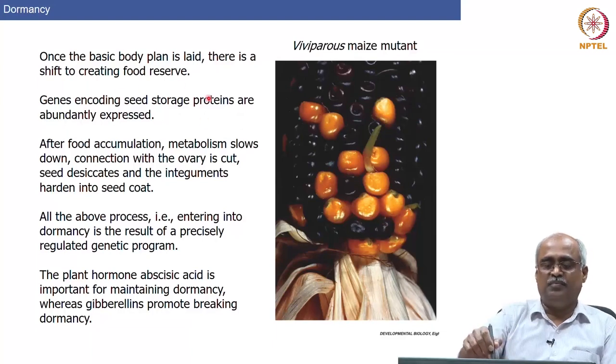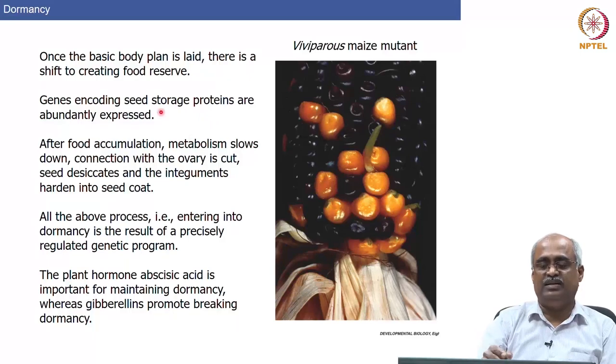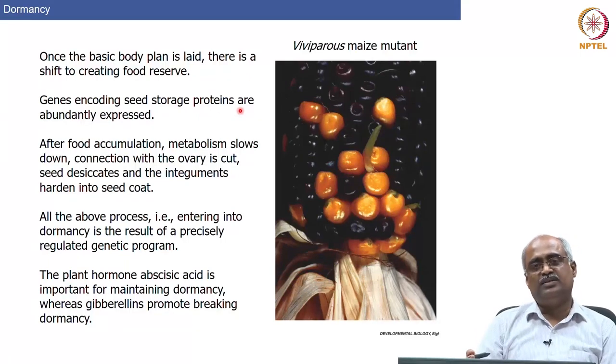and instead, genes involved in making storage reserves get activated. For example, seed storage proteins are abundantly expressed, and then the food accumulation starts. Instead of continuing with embryonic development, now the focus is on expressing the food reserve related genetic activity, and it accumulates a lot of food.